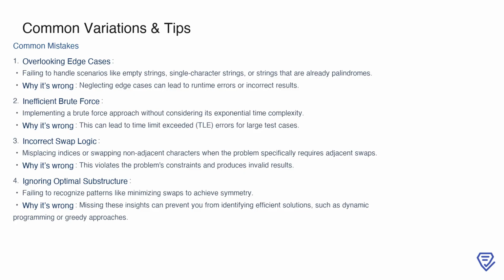Additionally, incorrect swap logic is another area where mistakes occur. If you misplace indices or attempt to swap non-adjacent characters, it violates the constraints of the problem and results in invalid solutions. Finally, neglecting to identify the problem's optimal substructure, such as minimizing swaps to achieve symmetry, can prevent you from leveraging more efficient strategies like greedy algorithms or dynamic programming, which are often key to solving this problem effectively.